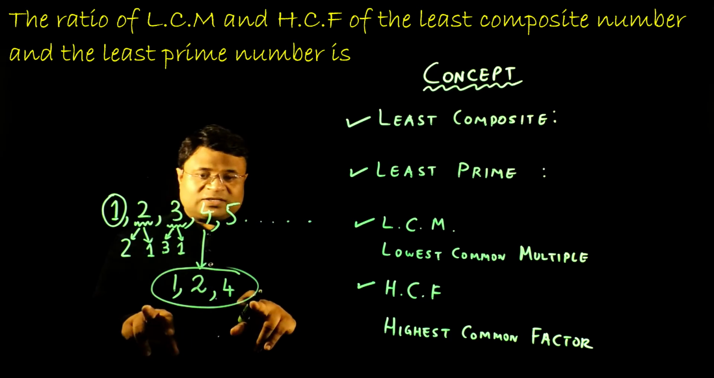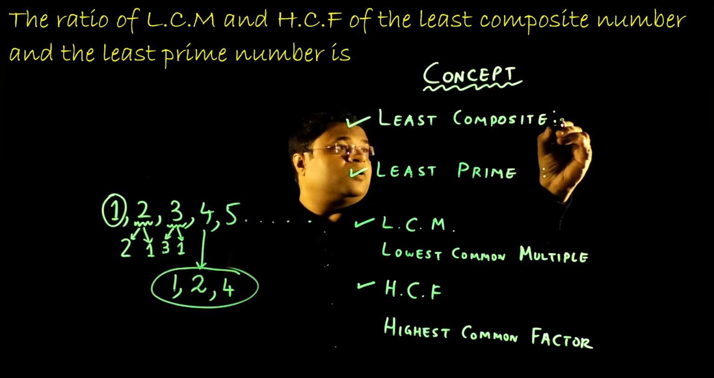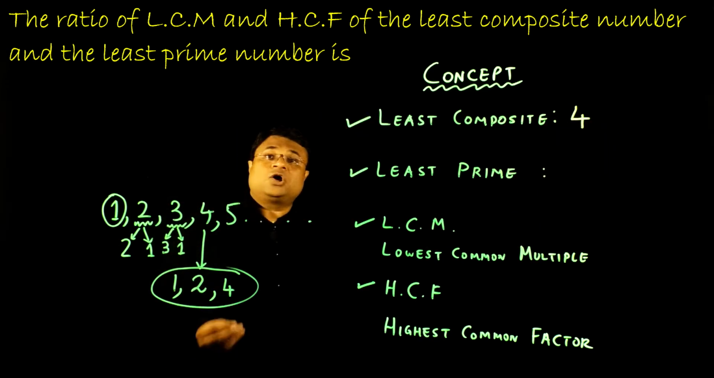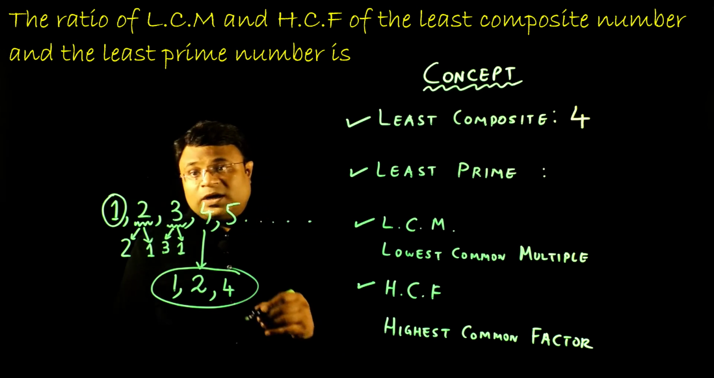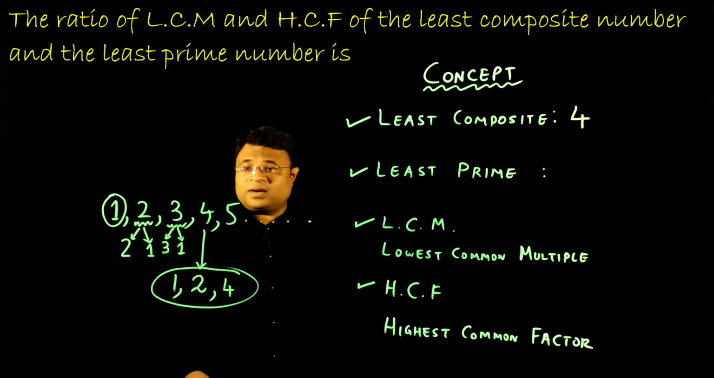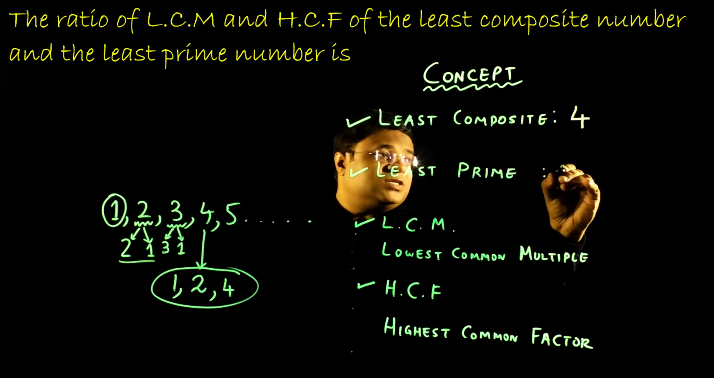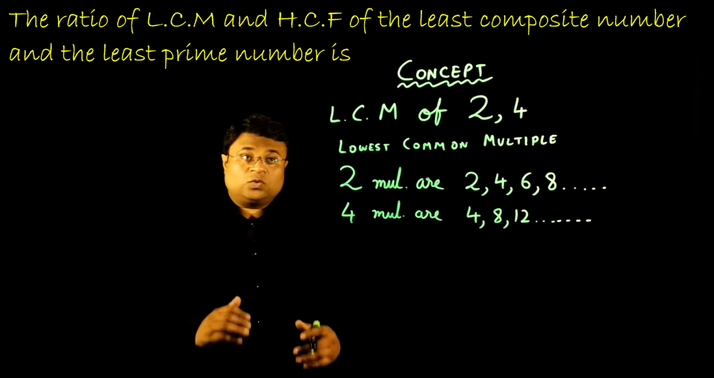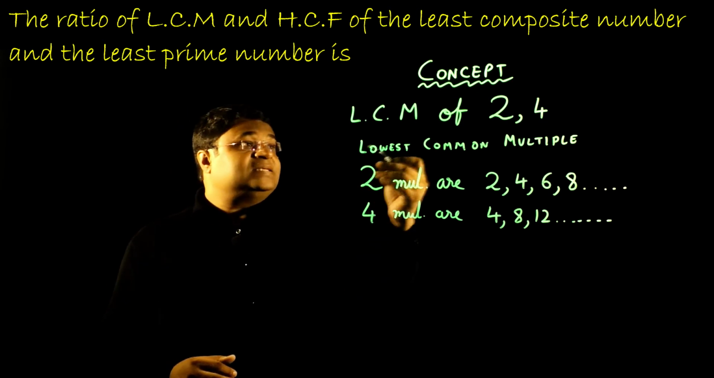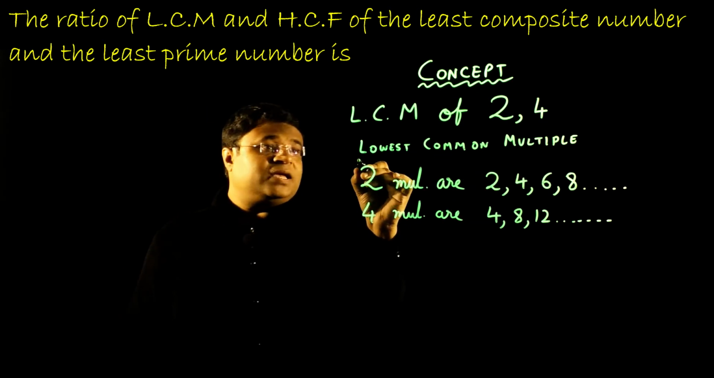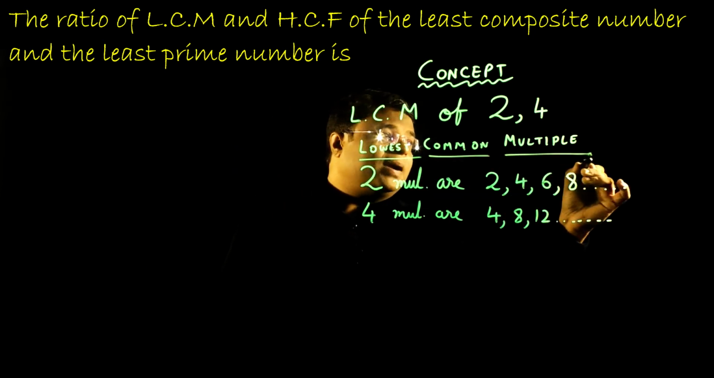So let us see what is the first composite number. Come on, tell me. 4 is the lowest composite number. What is the lowest prime number? Now you can see this is the lowest prime number, which is 2. So the next concept is the LCM of 2 and 4. What is the meaning of LCM? It's the lowest common multiple.